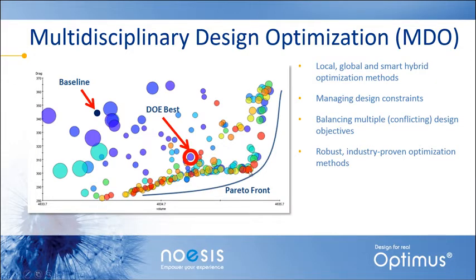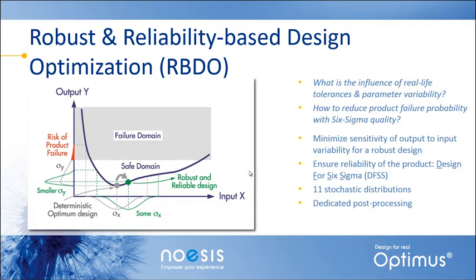Optimus allows you to balance conflicting design objectives. And we apply many advanced optimization routines to allow you to do that. One of those optimization routines is specifically designed for robustness and reliability-based design optimization. And here, to give you an idea of what robustness and RBDO is, you'll notice that this gray point here is what's referred to as a deterministic optimum design. A design point that if we were to vary the input variable just a little bit, we would very quickly end up in the failure domain.